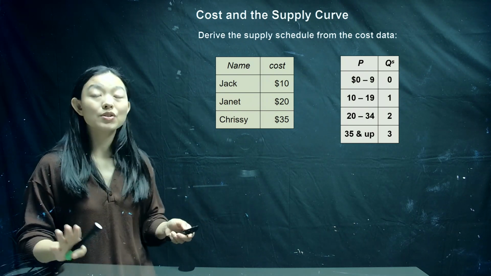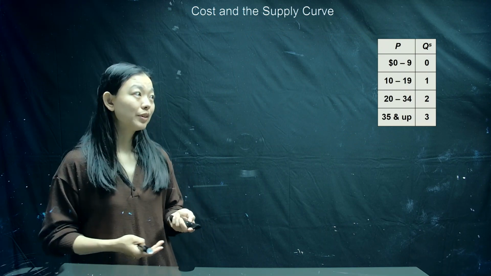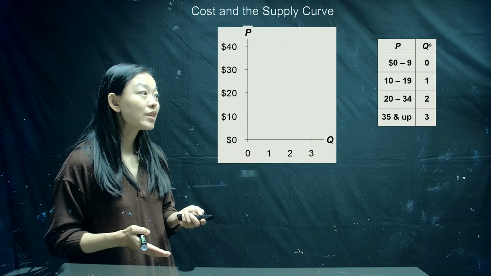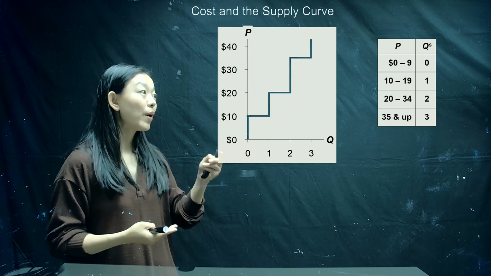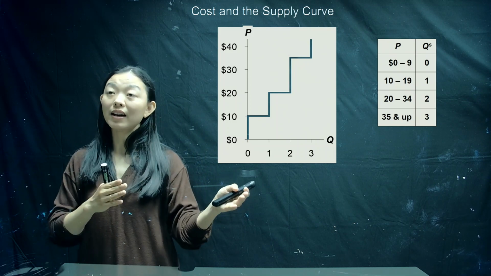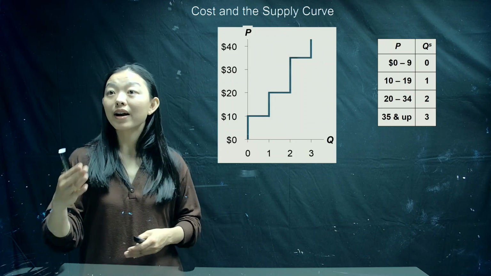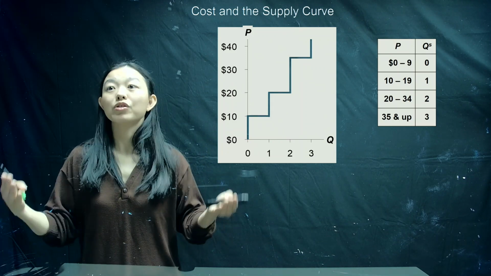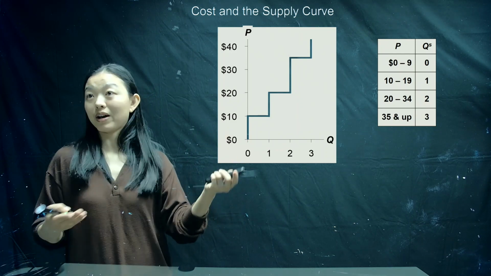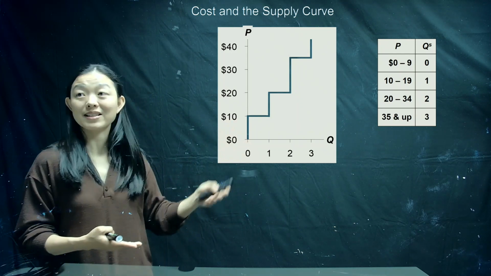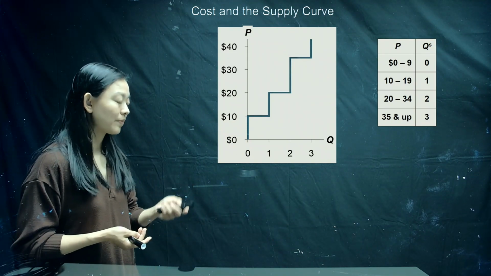Okay, so based on this supply schedule, actually we can derive our supply curve. When the market price lies between 0 to 9, then no one will offer the service, right? And when the market price lies between $10 to $19, Jack will offer the lawn cutting services. And when the market price becomes higher and higher, then more sellers will join this market and offer lawn cutting services. Okay, so this is the supply curve that we can derive from the supply schedule. Very similar to the demand side that we just talked about in consumer surplus.